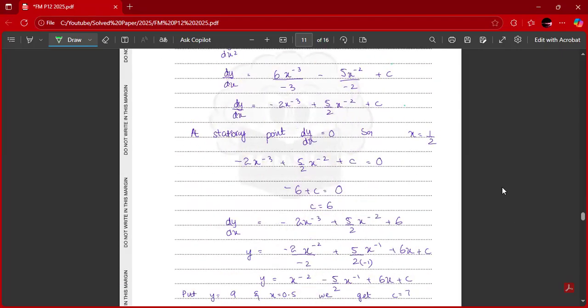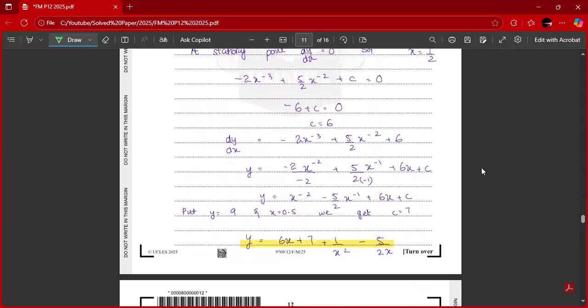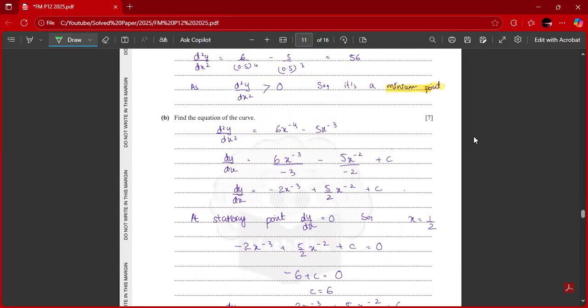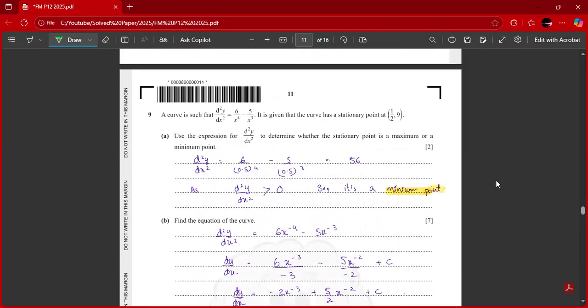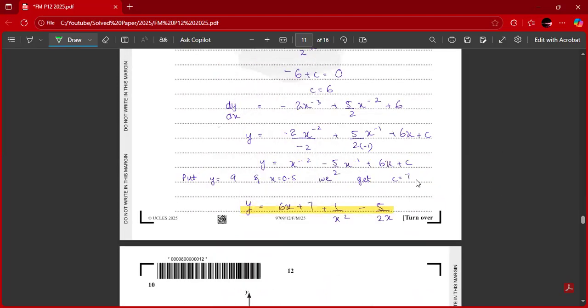Now we could move forward and integrate it. Solving it a bit further, we get y is equal to x raised to the power minus 2 and so on. Now we have c again, a constant. We can find it as well, because we know the values of y and x given in the top part and the stationary point. Substitute them and we get the value of c as 7. And that is how we find the equation of the curve. Yeah, that's it. We're done.